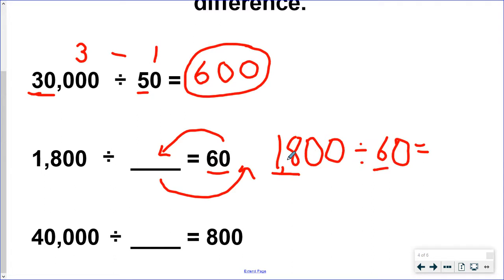Okay, so if you feel better rewriting it this way, then do it, because then we take a look at the non-zeros and we have 18 divided by 6. And 18 divided by 6 is 3. So 6 times 3 equals 18. So I'm going to put a 3 down. Now I'm going to go back and subtract the zeros. This side has 2. This side only has 1.